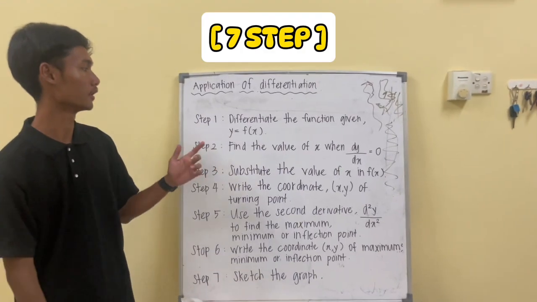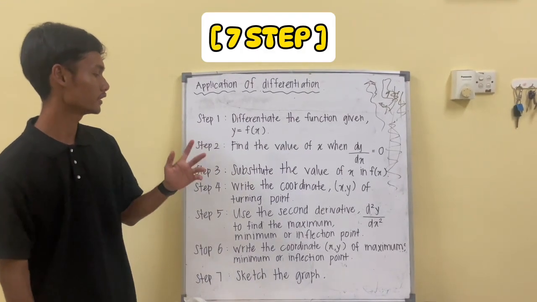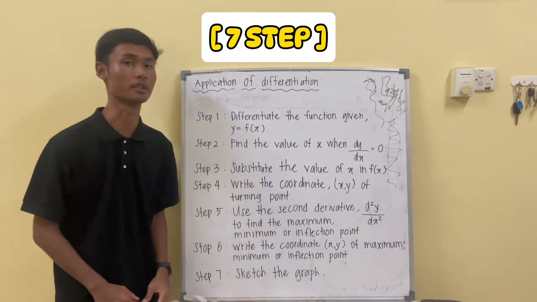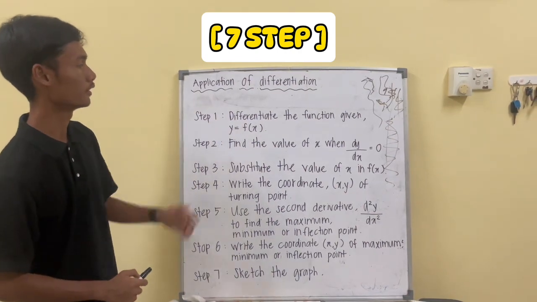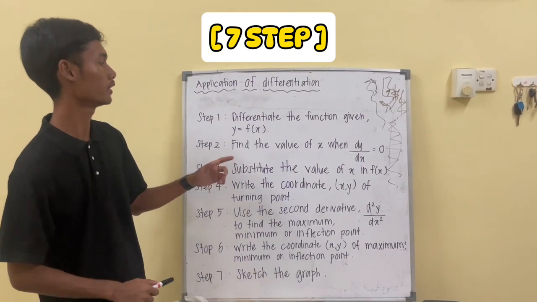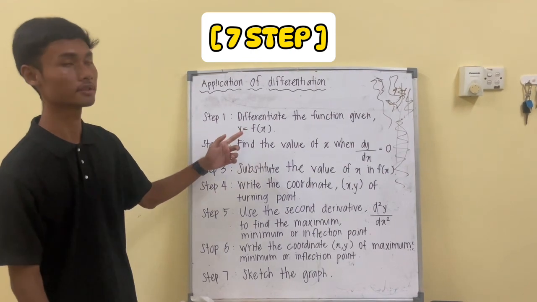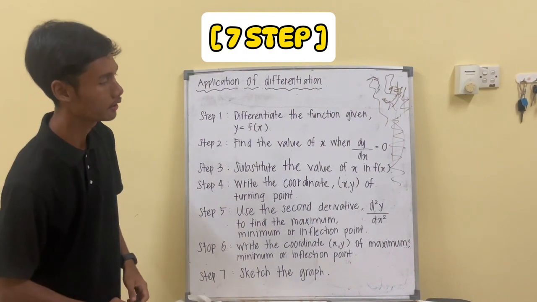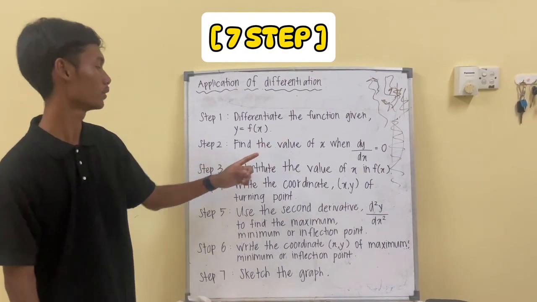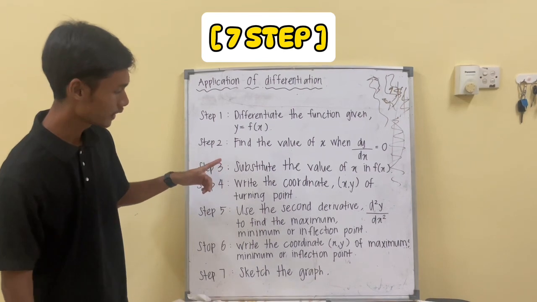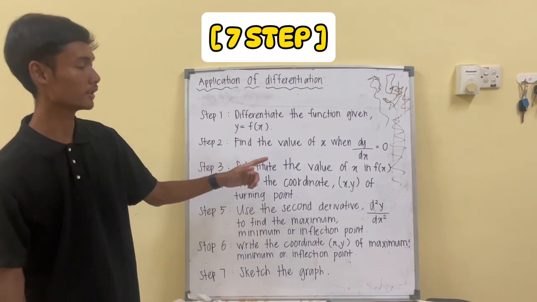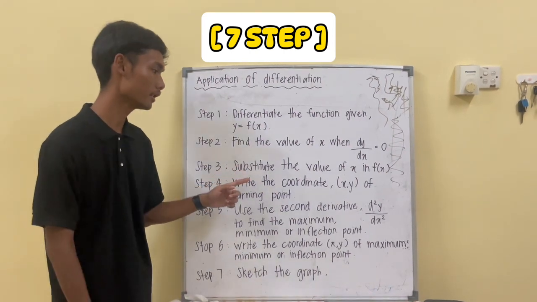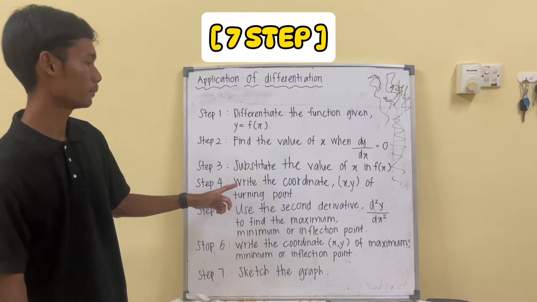Next, there are 7 steps that we are going to use on this topic to solve the question. Step 1, differentiate the function given y equals f(x). Step 2, find the value of x when dy/dx equals 0. Step 3, substitute the value of x in f(x). Step 4, write the coordinate (x, y) of the point.